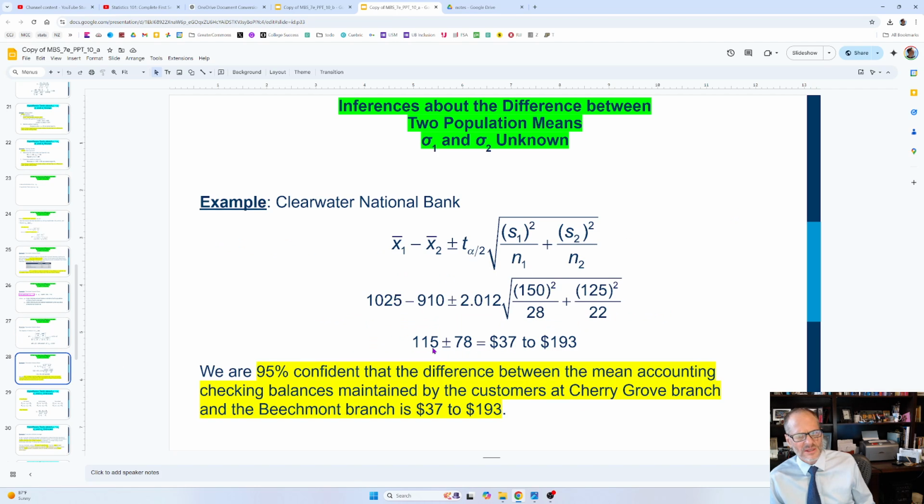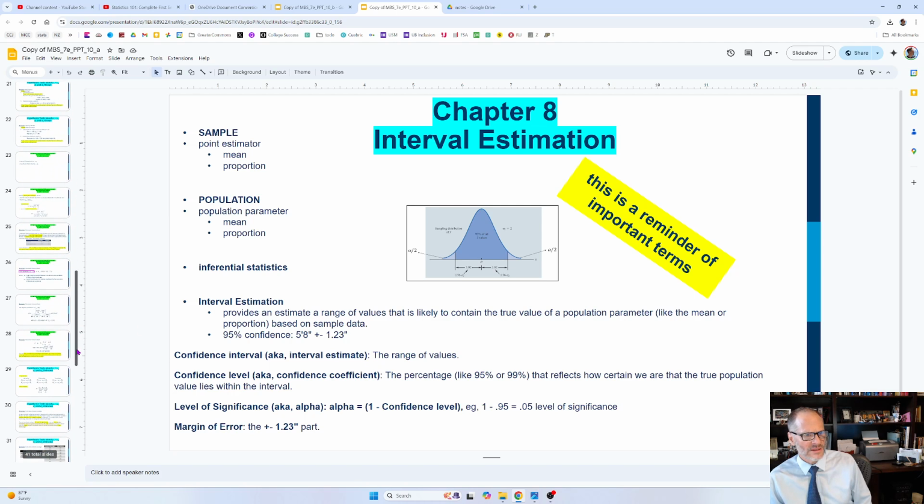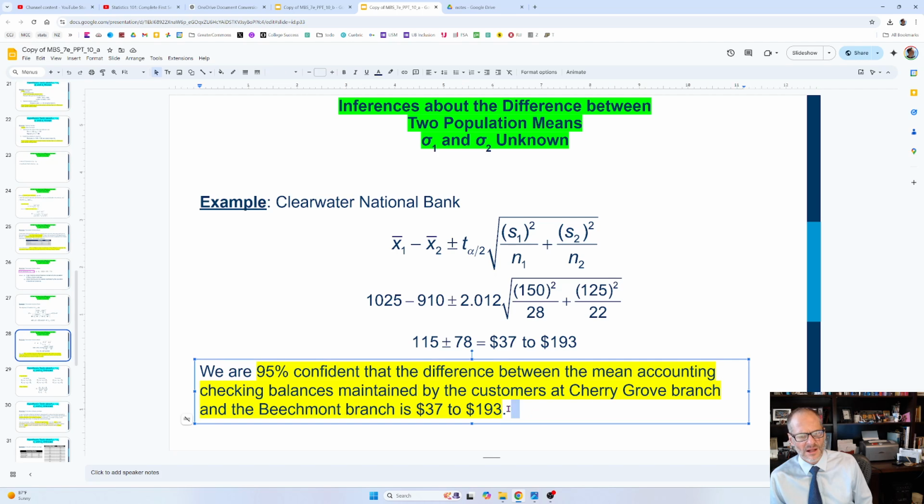So we get 2.012, and then we stick that in here, and we say, hey, here's my difference between the sample means. It's going to be that amount plus or minus this quantity of this. And so when you do this, you get 78. So it's 115 plus or minus 78, which means our range is our confidence interval, right? Let's just look at the thing. Confidence interval or interval estimate is this amount here, right there. $37 to $193. So we're 95% confident that the difference between the mean account checking balances maintained by customers at this branch and that branch is $37 to $193.